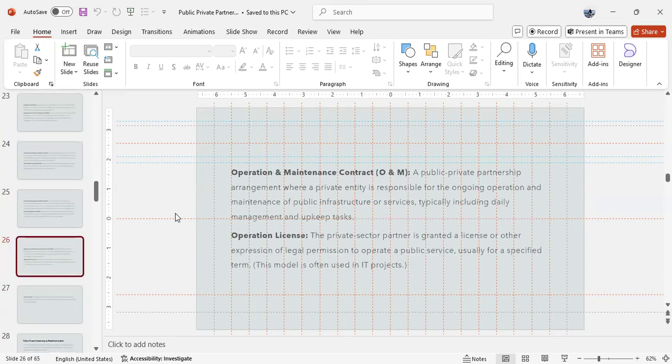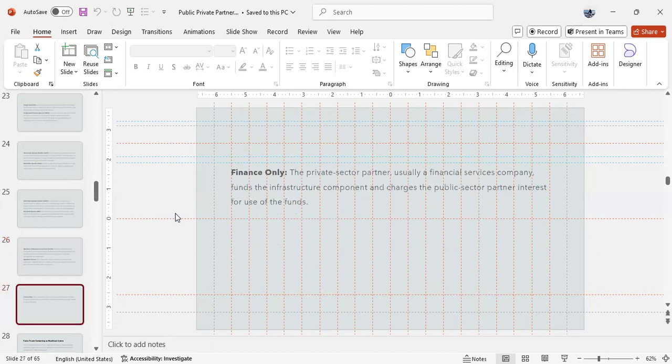Operation and maintenance contracts are public-private partnership arrangements where a private entity is responsible for the ongoing operation and maintenance of public infrastructure or services, typically including daily management and upkeep tasks. Operation license is a model where the private sector partner is granted a license or other expression of legal permissions to operate a public service, usually for a specified term. This model is often used in IT projects. Finance only. This is a private sector partner, usually a financial service company, that funds the infrastructure component and charges the public sector partner interest for the use of its funds.